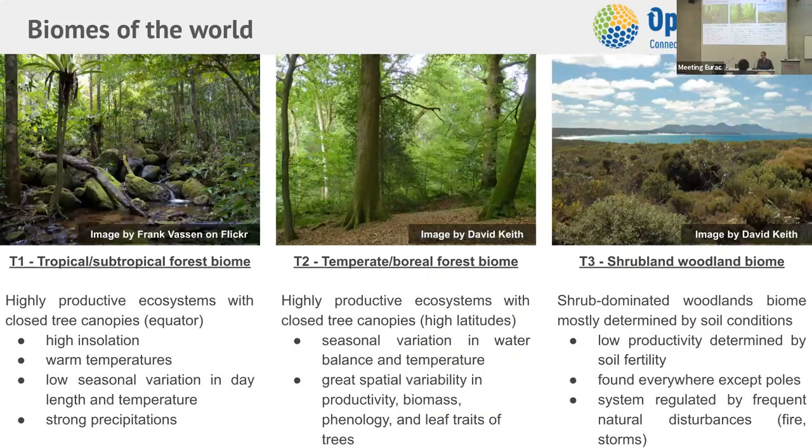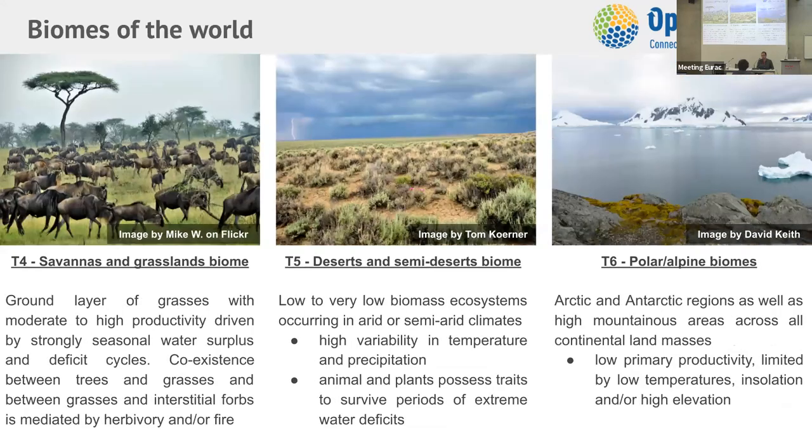And here are the main biomes. We have the tropical and subtropical forest, temperate and boreal forest, shrubland, woodland biome. Every biome has its own characteristics, but of course it's a whole ecosystem. And also savanna and grasslands, deserts and semi-deserts, and polar and alpine biomes. So basically, that's a very broad classification of biomes.